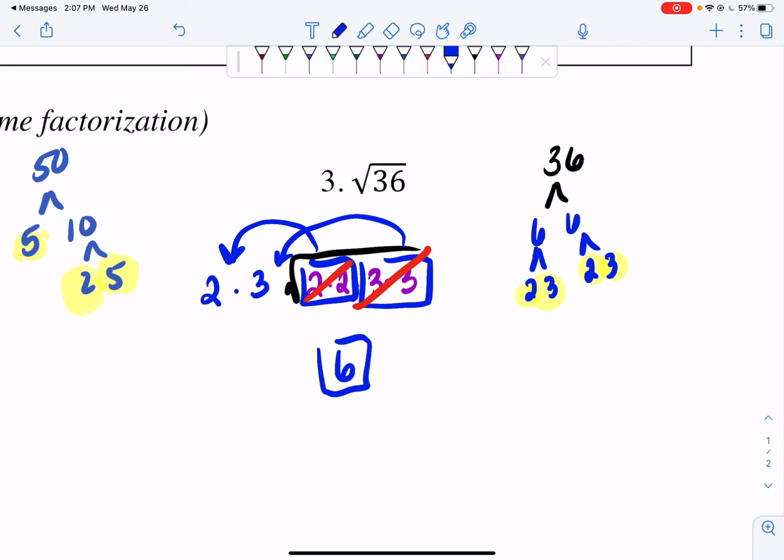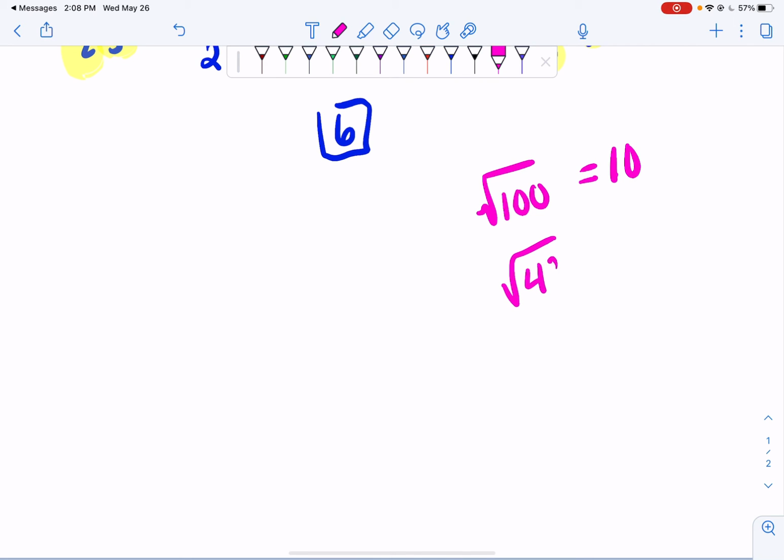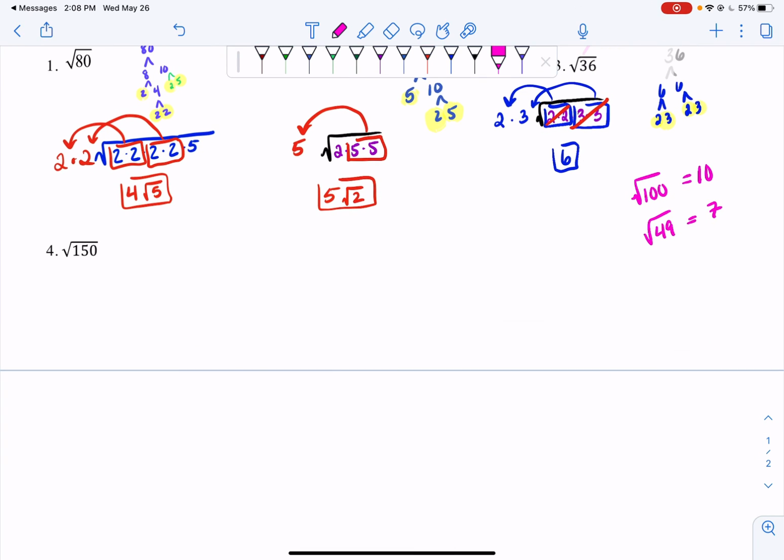So I can say that the square root of 36 is 6. So what we would say is that 36 is a perfect square. And the reason why is because 6 times 6 is 36. So if I wanted to, I could do the square root of 100 is just 10, because 10 times 10 is 100. What would the square root of 49 be? Very good, it would be 7.